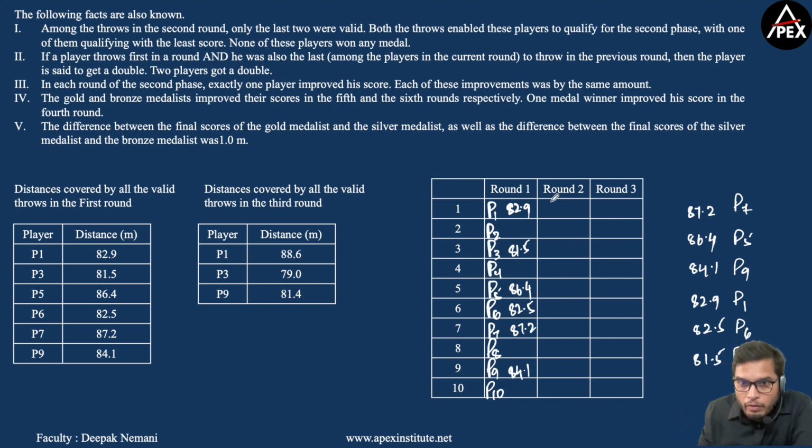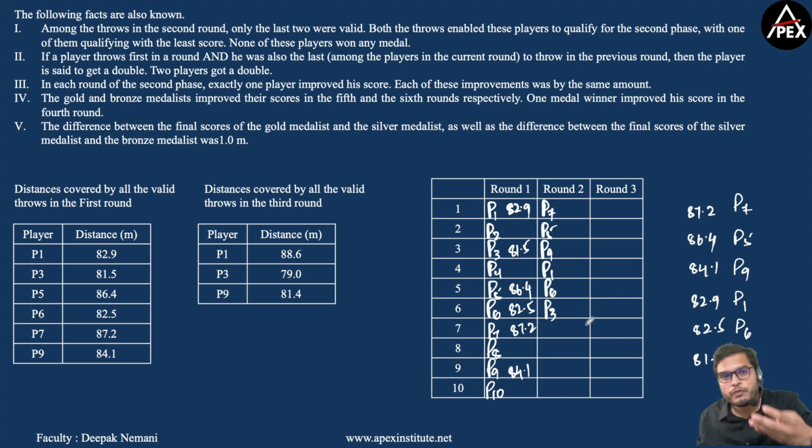Now after round 1, P7 will be the player with rank 1 because P7's score is the highest. So you have P7 throwing first in round 2, followed by P5, then P9, then P1, P6, P3. Now we are left with P2, P4, P8 and P10, and all these 4 players had invalid throws in round 1. If that's the case, P2 will be the 7th person to throw the javelin in round 2, followed by P4, P8 and P10.